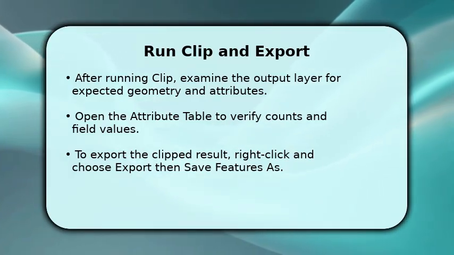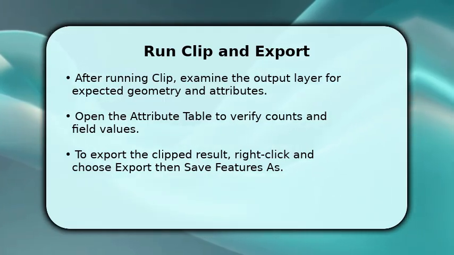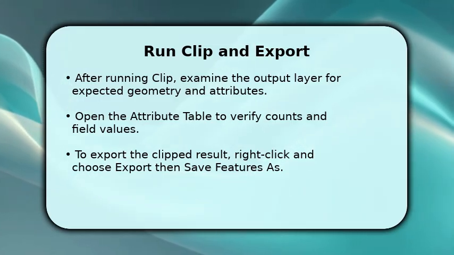Open the attribute table to verify counts and field values. If you need a precision buffer, create a buffer of 100 meters first. Then run clip using the buffered layer as the clipper to keep margins.